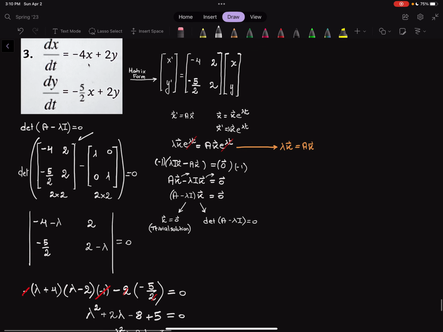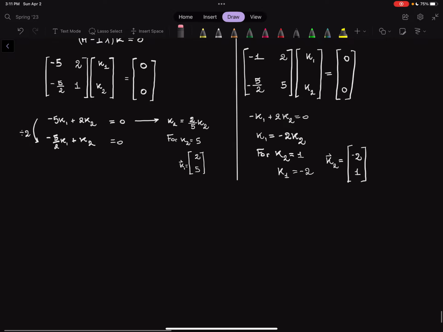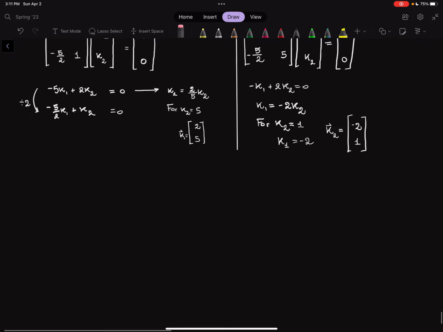So now we know that these are both solutions to the system, and we can use the superposition principle to find the general solution.